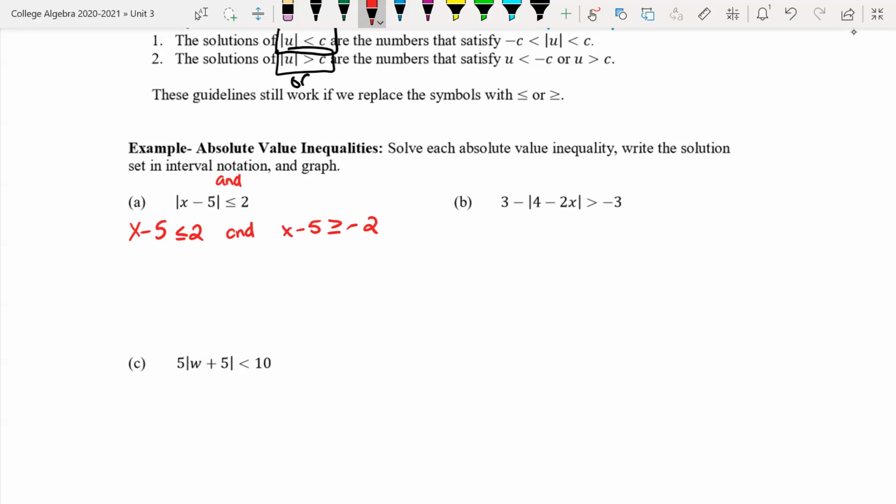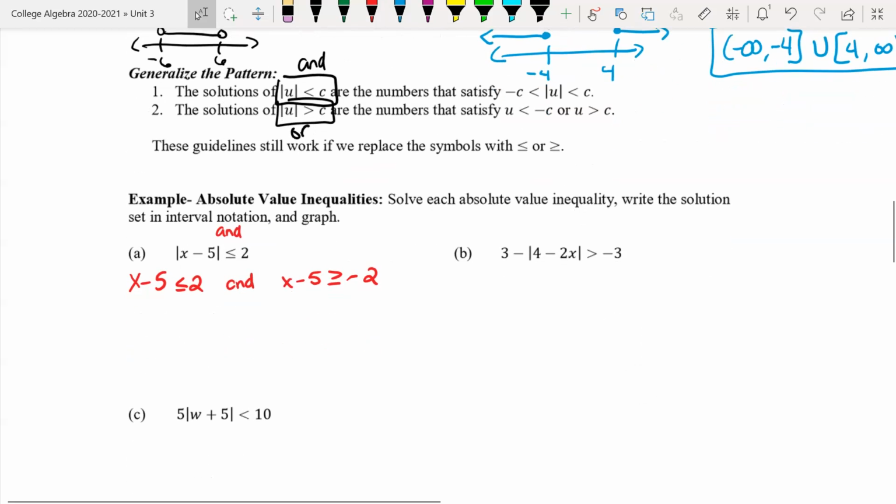Don't forget you change the sign and flip the inequality of the number that's not inside the absolute value, and you flip the inequality sign. So I'd add the 5 on both of them. Go ahead and solve it.